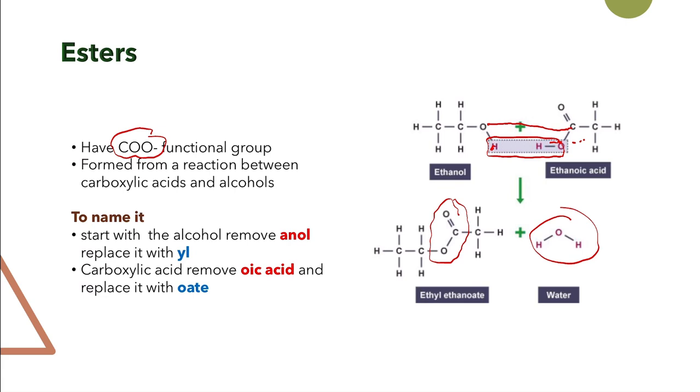So to name esters, first of all, you need to start with the name of the alcohol by removing anol from the alcohol name and replacing it with yl. So for this one, for example, we have ethanol, so we remove anol and replace it with yl, so it's ethyl. And the second part will be the carboxylic acid name, and we remove the oic acid and replace it with oate. So here we have ethanoic acid, so we remove oic acid and replace it with oate. So it's going to be ethanoate. So the name for the ester here is ethyl ethanoate.